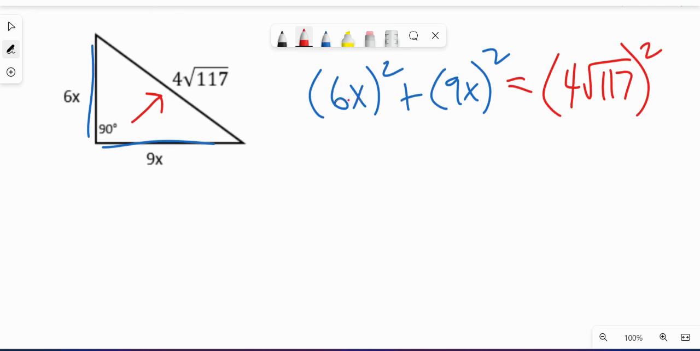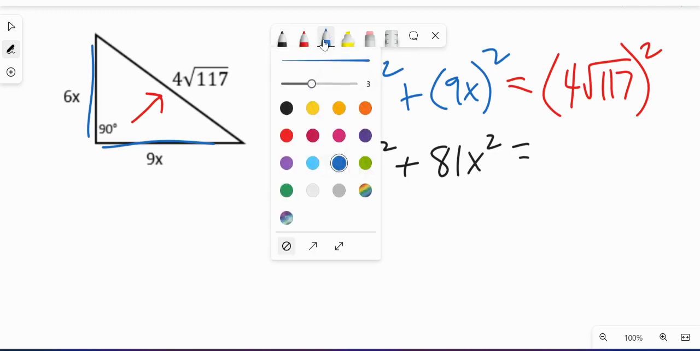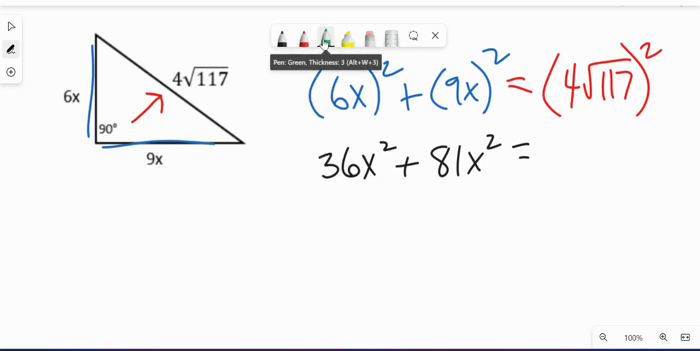6x times 6x is 36x squared. 9x times 9x is 81x squared. Okay, over here, so there's two ways you could do this. One way is to put it in a calculator. If you have a calculator that allows you to put parentheses, that's great. Okay, if you want to do this by hand, I'm going to do this on the side over here.